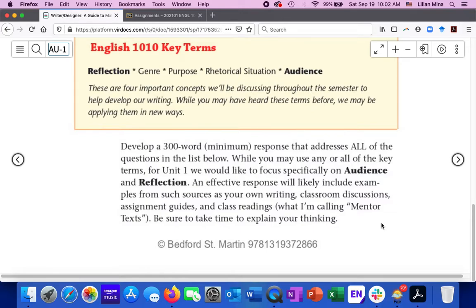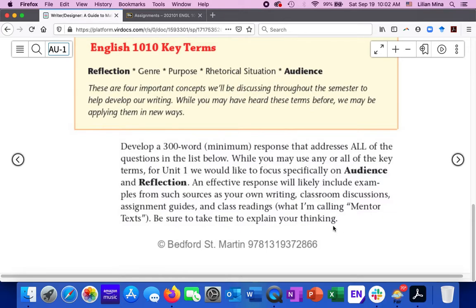Classroom discussions: anything that we've done in our discussions on Slack and the conversations you've had with your classmates in the past few weeks on Slack. Assignment guides: if there is anything in the assignment handout, in the assignment prompt, that helped you with writing your assignment, go ahead and include it. Class readings, specifically what we call mentor text, and in this case it was Shelley Reid's 10 Ways to Think About Writing. This was our main reading, and Sandra Giles' reflection.